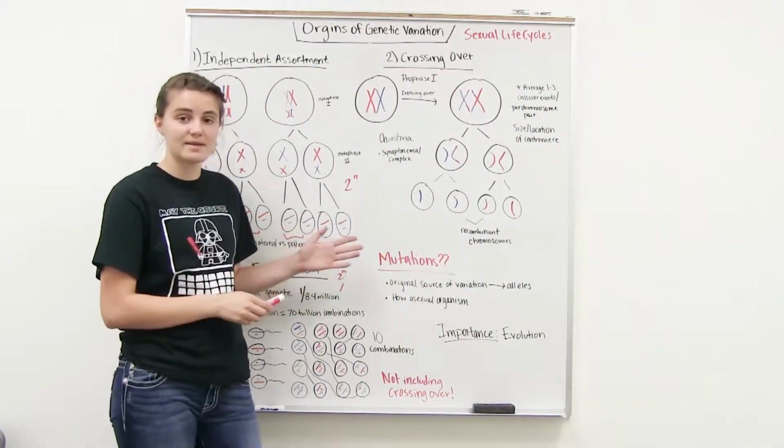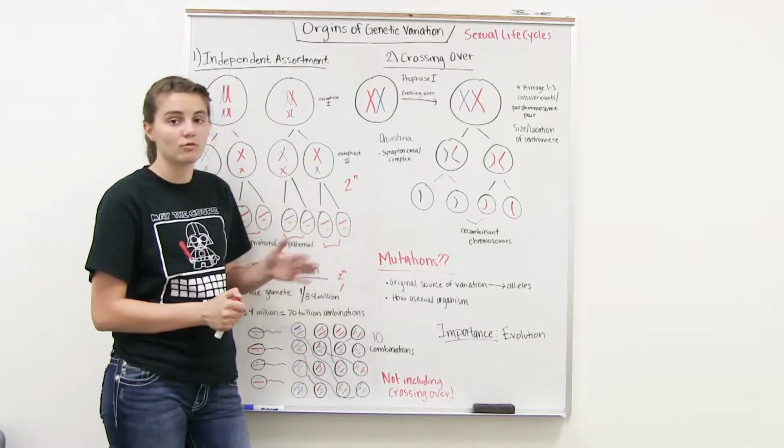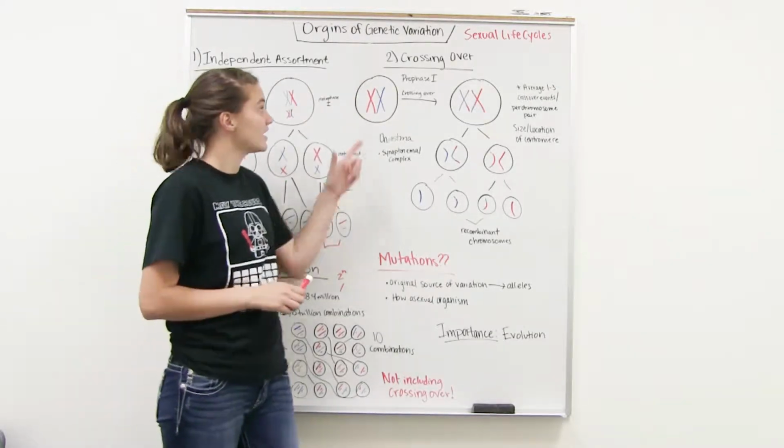Because now each of these gametes has different genes or chromosomes which will code for different things, which will result in genetic variation. The next one is crossing over.